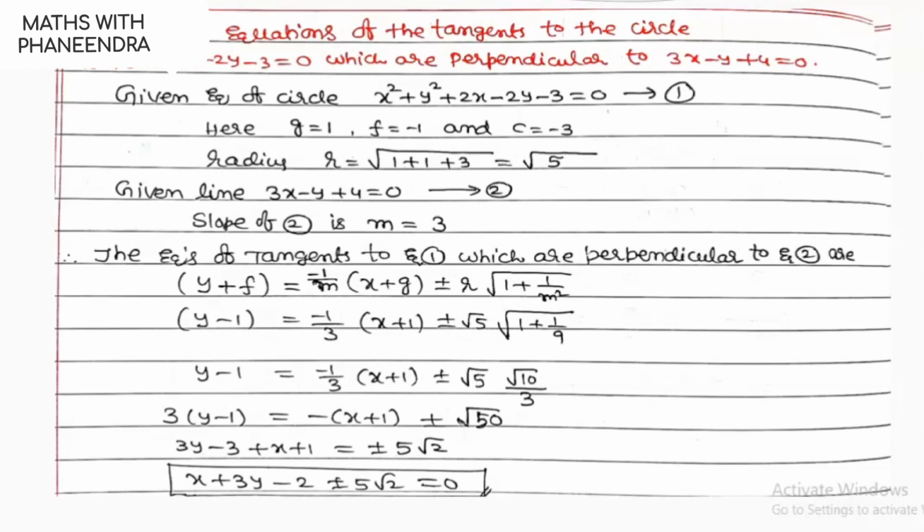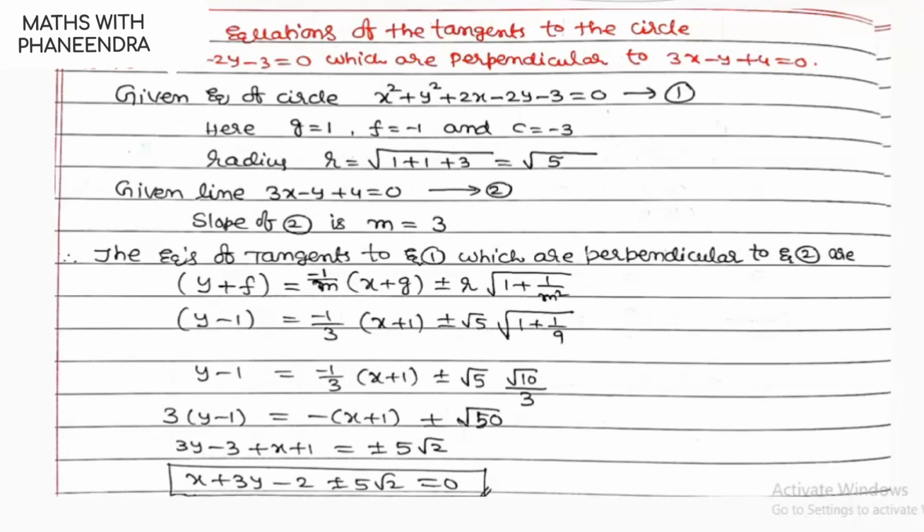So wherever m is there in the formula, you can write minus 1 by m. y plus f equal to minus 1 by m into x plus g plus or minus r into root of 1 plus m square. Substitute m, r and g, f values in this formula. y minus 1 equal to minus 1 by m, m value is 3, x plus g, g value is 1, plus or minus root 5 into square root of 1 plus minus 1 by 3 whole square, that is 1 by 9. After taking LCM, this root value 9 plus 1, 10, 10 by 9 will come, and 9 we can take outside of the root, in the denominator it will come as 3.